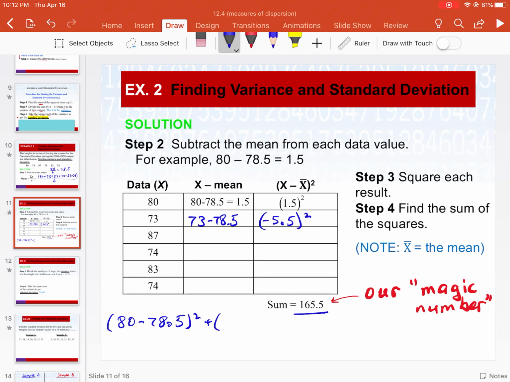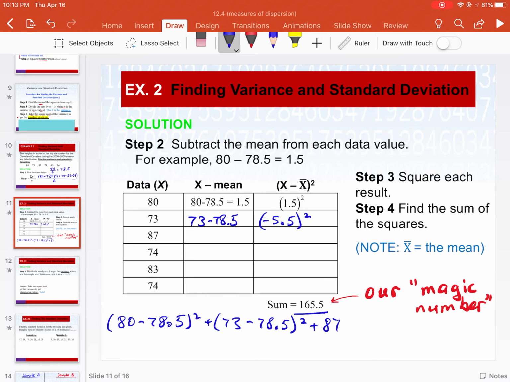Notice I'm using parentheses. 73 minus 78.5, and I have to square that. Plus 87. So I'm going to write it out, and then we're going to go to the calculator, and we're going to do it together.